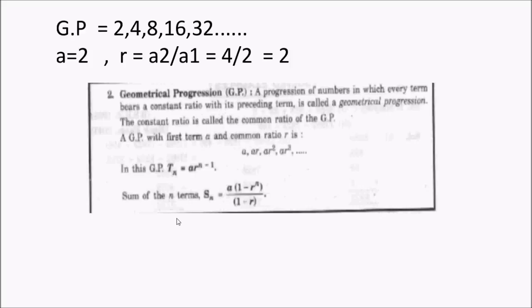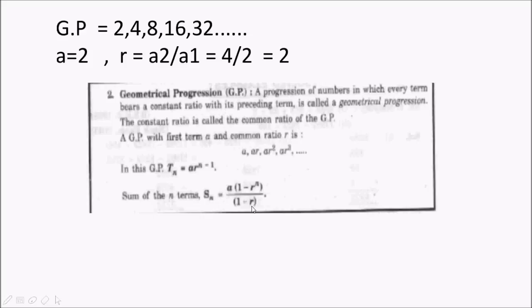And you have geometric progression, which is a series of numbers with a common multiple, like 2 into 2 equals 4, 4 into 2 equals 8, 8 into 2 is 16, 16 into 2 is 32. So the first term would be 2, and the common ratio would be r. It is a2 by a1 or a3 by a2, so the ratio would be 2. You have formulas here for the nth term and the sum of n terms. If you want to find any term, you need to substitute the values into this formula. a r power n minus 1 is the nth term that you need.